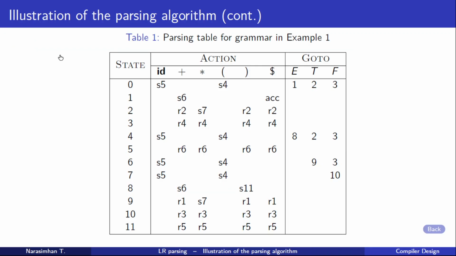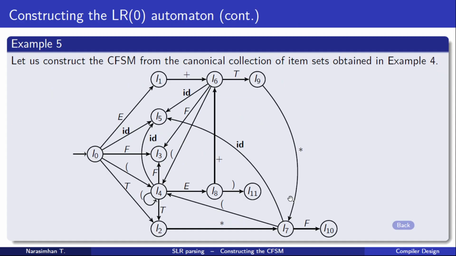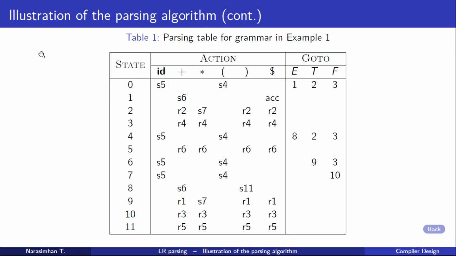Follow of E was plus, right parenthesis and dollar. So in all those columns write R1. So state 9, here R1 on plus, R1 on right parenthesis, and on dollar also write R1. Now in I9 you have a shift item, so you need to find I9 on star. I9 on star takes you to I7. So the entry should be S7. So 9 on star is S7.